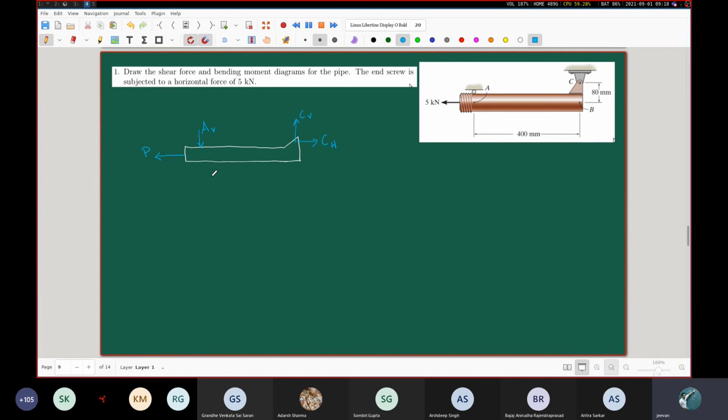Now, this is a very simple diagram. You can immediately understand that the value of CH will be equal to P from a sigma Fx equal to 0 equation. You will also understand that AV must be equal in magnitude to CV from a sigma Fy equation. But what are the values of them individually? That we do not know. So what do we do? We'll appeal to the moment balances, right?